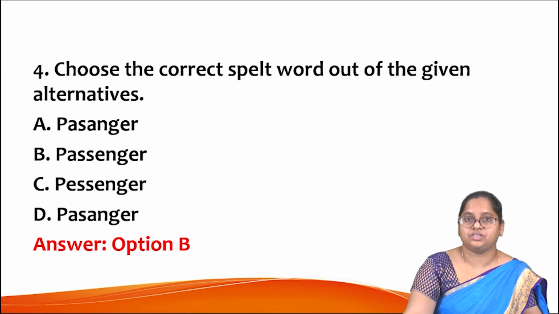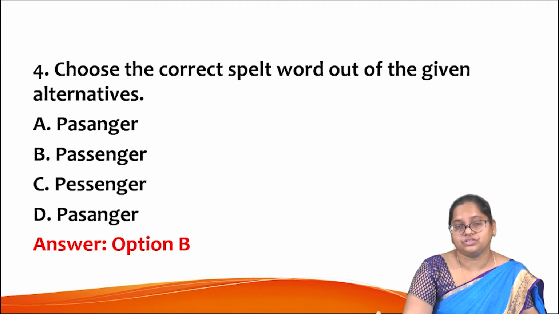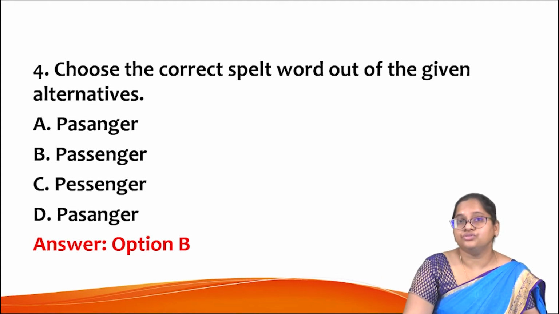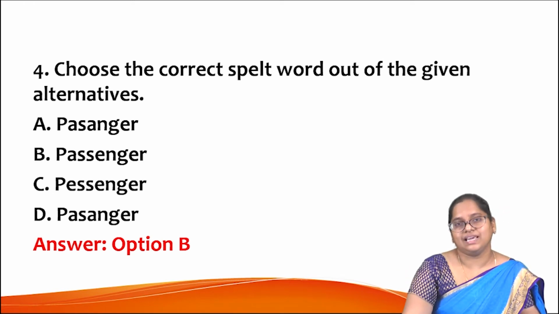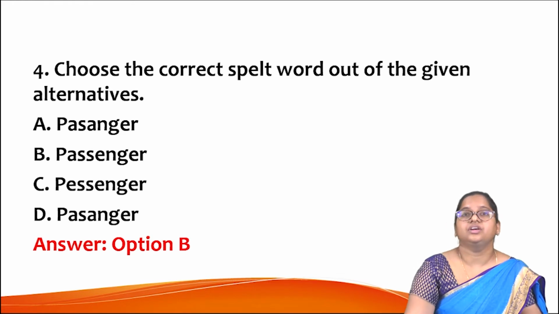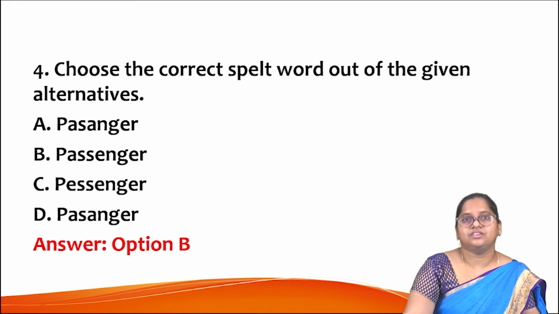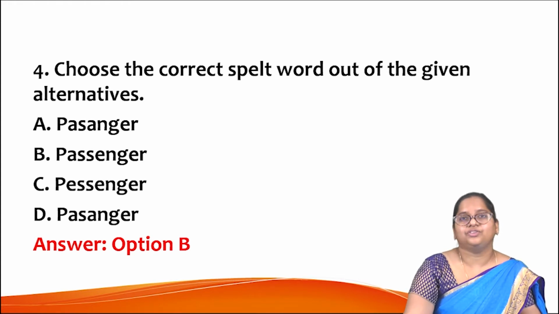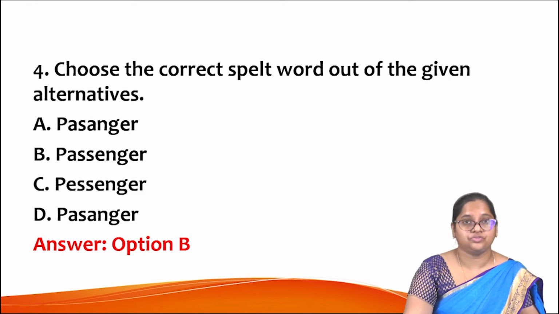P-A-S-A-N-G-E-R, so you say passenger. So what's the right word? Using double S. Do you use E or A after the double S? You will use E. So that is the right word. Option B is the right option. So you can rule out and pluck out all the other options.